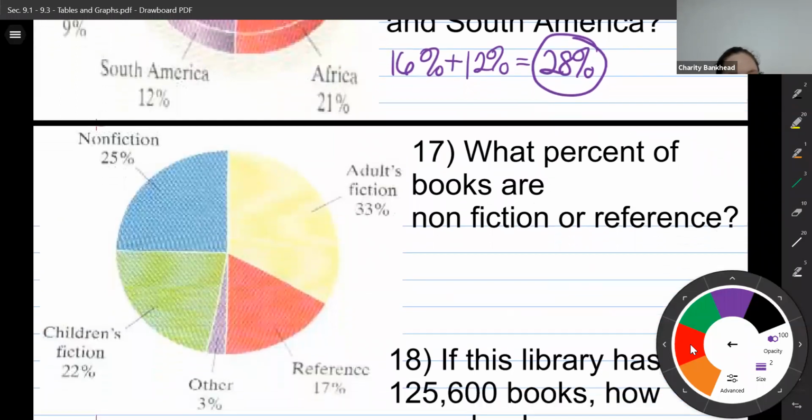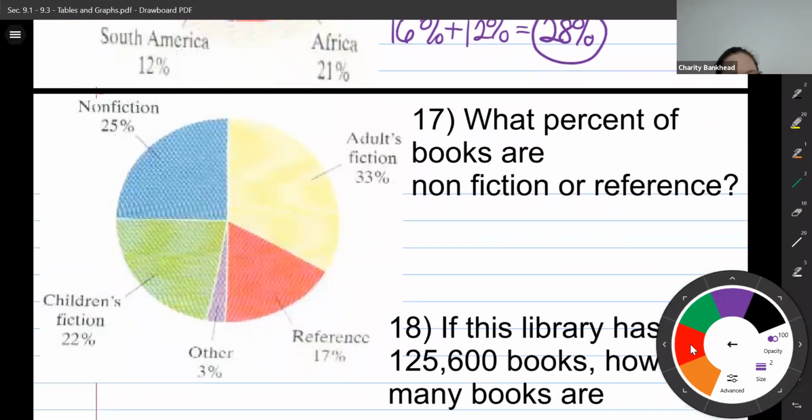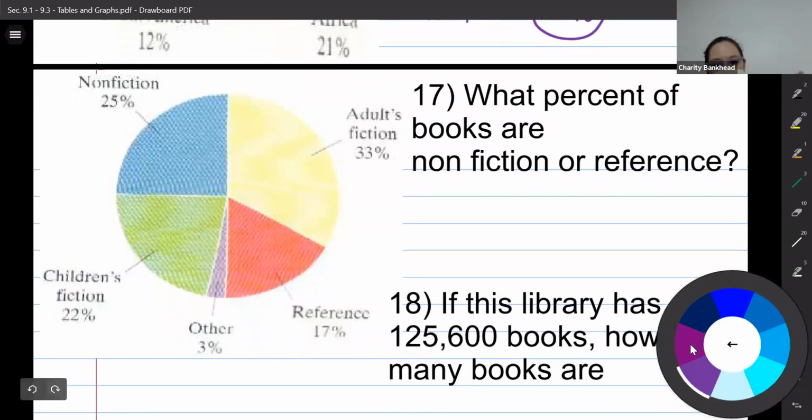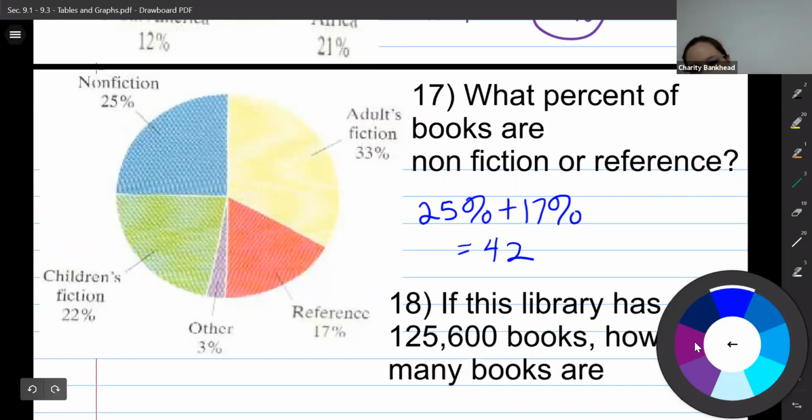And then another pie chart showing the percentage of different types of books in a library. So what percent of books are nonfiction or reference? So nonfiction is 25% plus reference is 17%. So add those together, that's 42%.